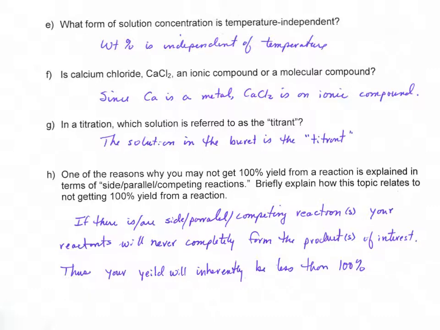And H, one of the reasons that you don't always get back product-wise what you think you should get back is side, parallel, or competing reactions. I wanted you to try to tell me what you thought that meant. An example of that was when you were combining magnesium with oxygen to form magnesium oxide, and instead of combining with oxygen, it combined with nitrogen in the room. So that's one of those.